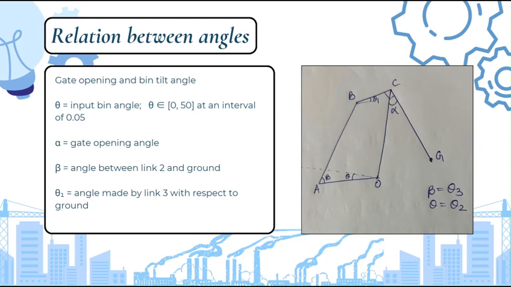On this slide, I am explaining how the gate opening angle relates to the bin tilt angle in our mechanism. Here, theta is our input bin angle, which varies from 0 to 50 degrees in small intervals. Based on this input, we determine three key angles: the gate opening angle, the angle between link 2 and the ground, and the angle made by link 3 relative to the ground. The sketch on the right gives a visual representation of the link configuration. It shows how these angles interact as the mechanism moves. Essentially, as the bin tilts, each link changes orientation and that determines how much the gate opens.